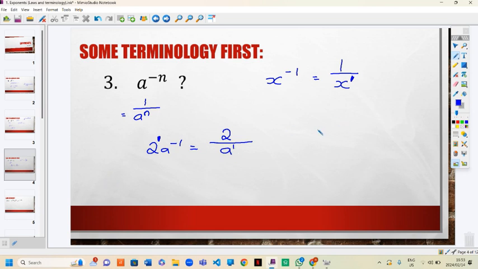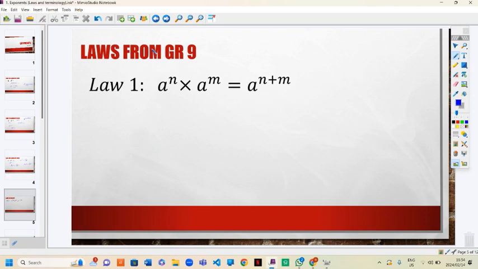Let's try another one here. If I had 3 x to the power of negative 2, what would that be? What's the exponent on the 3? Positive 1. So is 3 going to go underneath, or is it going to stay at the top? It's going to stay at the top, so 3 is positive still. This isn't positive, I want to make it positive, so I'm going to take it underneath in the denominator of the fraction. I've got x, and now this negative 2 becomes a positive 2. I hope that makes sense. And then now let's get into some laws.